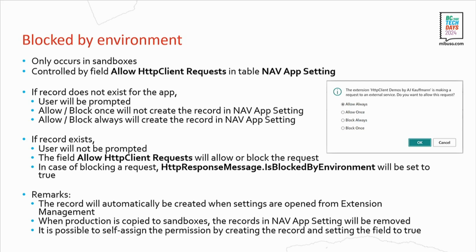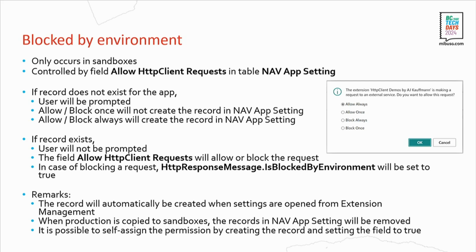Now, in case you say block once or block always and that record is being created with Allow HTTP Client Request false, then the HTTP response message IsBlockedByEnvironment will be set to true. So then you know, hey, I'm blocked by the user, and you can gently ask the user, hey, please allow me, because I cannot do what I want to do. Maybe that is on purpose. Yeah, that is just how it works.